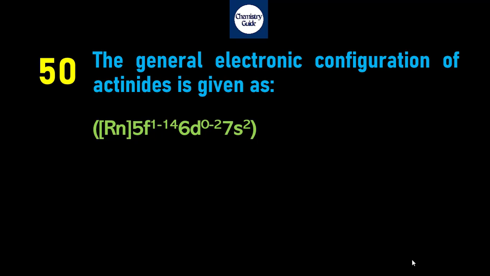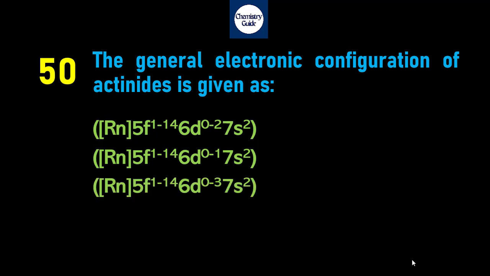MCQ number 50: the general electronic configuration of actinides is given as radon 5f1 to 14, 6d0 to 2, 7s2. Or the second one is radon 5f1 to 14, 6d0 to 1, 7s2. Third is radon 5f1 to 14, 6d0 to 3, 7s2. And D is radon 5f1 to 14, 6d0 to 9, 7s2. So the right general electronic configuration of actinides is the second.